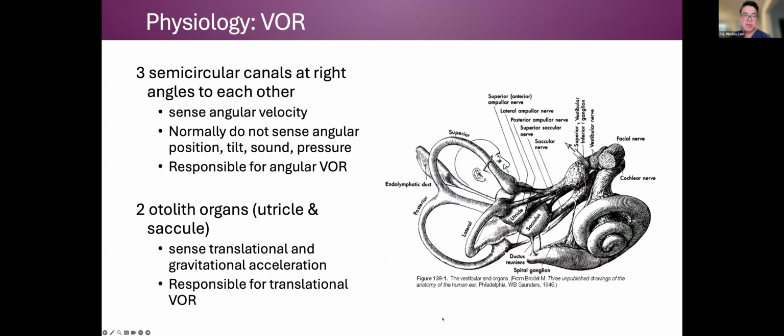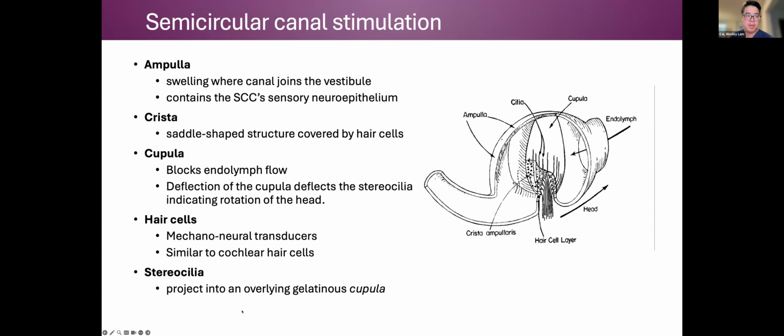As for the physiology, the three semicircular canals sense angular velocity, so they are responsible for the angular component of the vestibulo-ocular reflex, whereas the two otolithic organs, the utricle and saccule, sense translational acceleration. So they are responsible for the translational aspect of the vestibulo-ocular reflex.